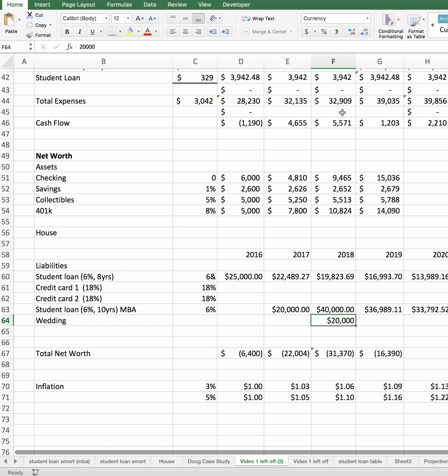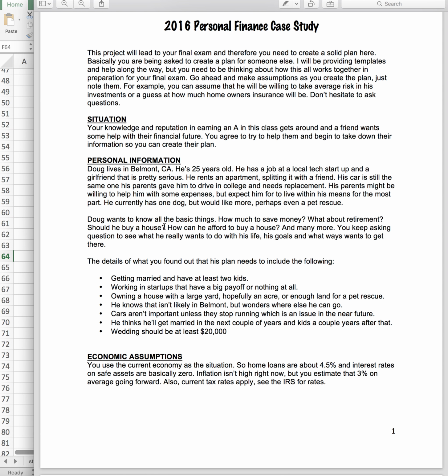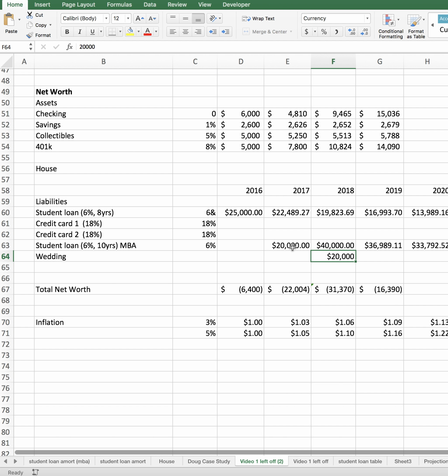I'm going to go look for family and friends. I think my parents said that they might help me out. What would they say? His car needs replacements. His parents gave him a car. His parents might be willing to help with some expenses, but to expect him to live within his means for the most part. Okay, so that doesn't mean that they won't give me a loan. So that's someplace I could go.